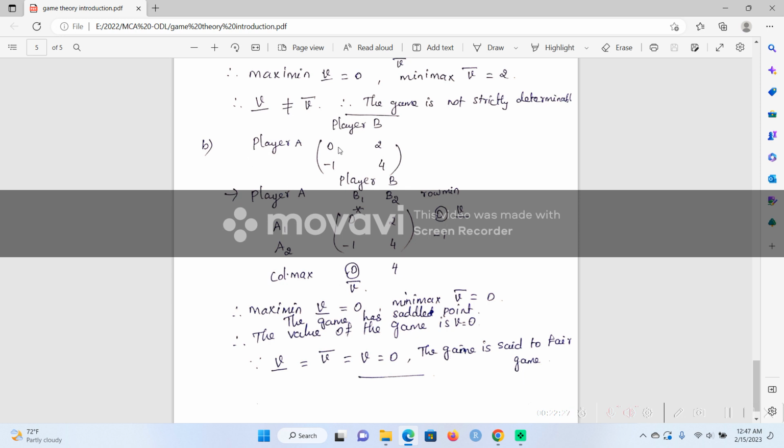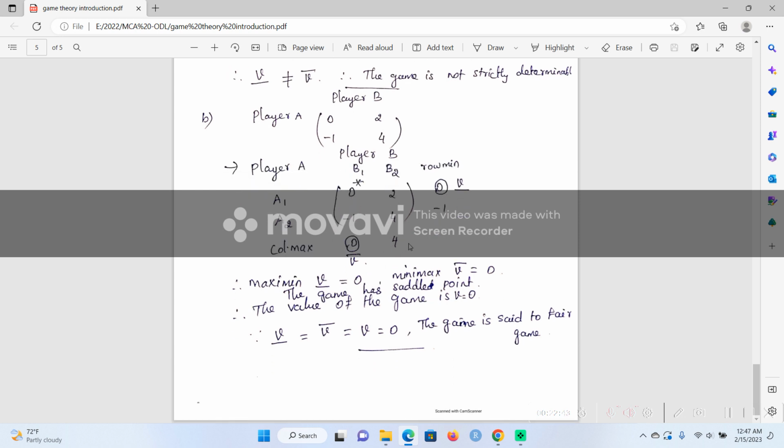So what suggestion are we giving in this case? Player A should adopt the A1 strategy. Similarly, player B should adopt the B1 strategy to get the best result of this game. So likewise we can find whether a game is strictly determinable, fair, its value, and what strategies are going to be adopted by both players. All those things we can find.